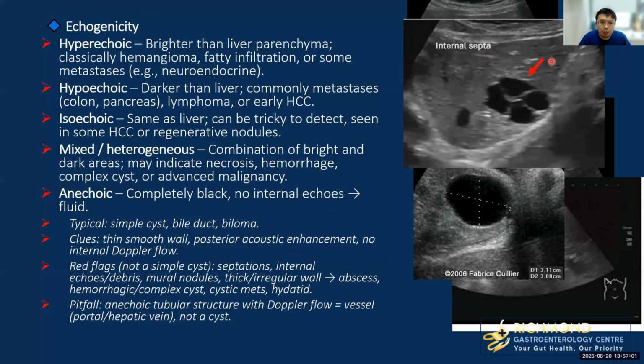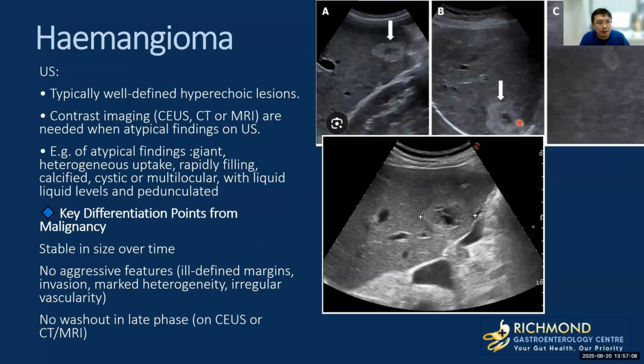And this is a cyst with multiple septa. So these ones will need to be referred for further scans or CT scan. Typically, hemangioma is probably one of the commonest lesions we see on a routine ultrasound screening. It's typically hyperechoic with a well-defined margin. In cases where the radiological reports suggest heterogeneous uptake or cystic components, you should be a bit more concerned.